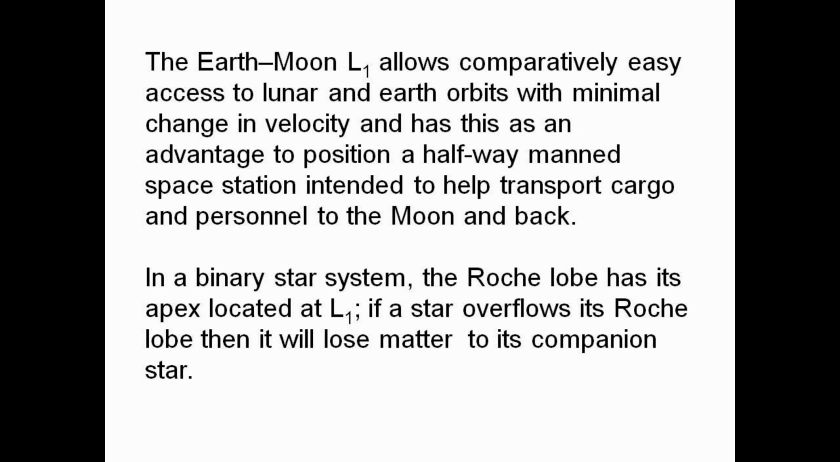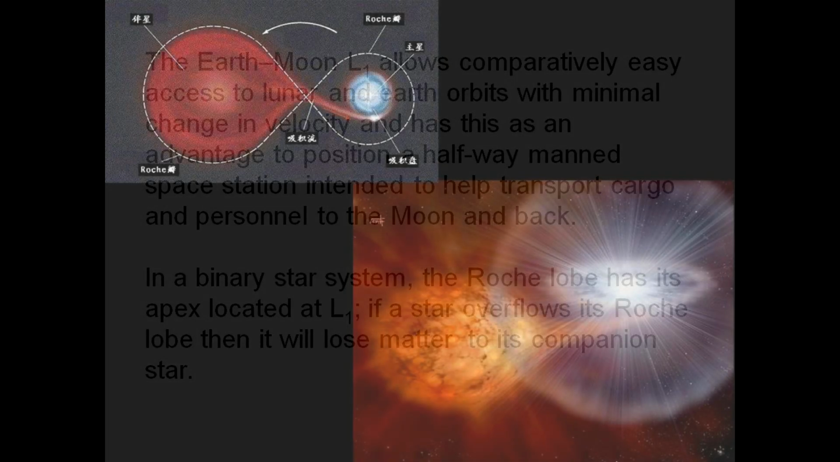In a binary star system like we were talking about last time, where one star expands and overflows and pours its material onto a companion star like a white dwarf, the point at the apex, where say the red giant's material is funneling over towards the white dwarf, well, let's just go ahead and look at it.